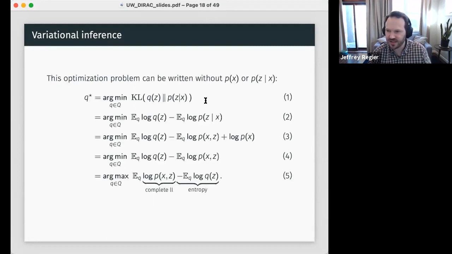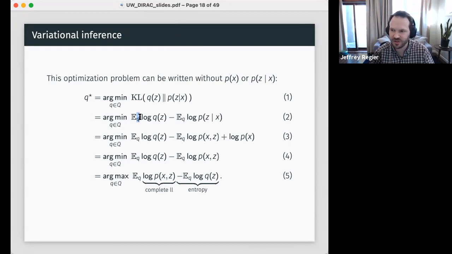Nonetheless, some clever cancellation happens with this particular choice of divergence metric, so that you in fact can solve it. The trick happens here. On line 1, I've just written down the optimization problem. To go from 1 to 2, I'm just using the definition of KL divergence. And I've given the expectations a subscript because there are multiple distributions floating around. It's helpful to indicate which distribution the expectation is taken with respect to.